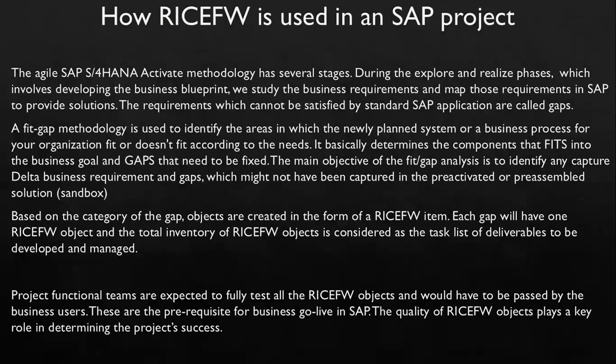Project functional teams are expected to fully test all the WRICEF objects, and they have to be passed by business users, right? So every WRICEF will be tested when the solution has been provided, and the business owners or the business users have to certify that this meets their requirement. These are prerequisites for business go live in SAP. Without sorting out the WRICEF issues, we're going to have a delay in go live. The quality of WRICEF objects plays a key role in determining the project success. So it's a very important document, and that is key to determining the project success.